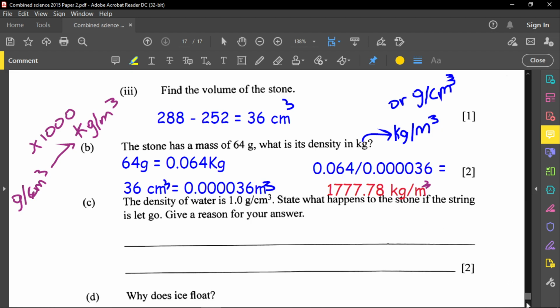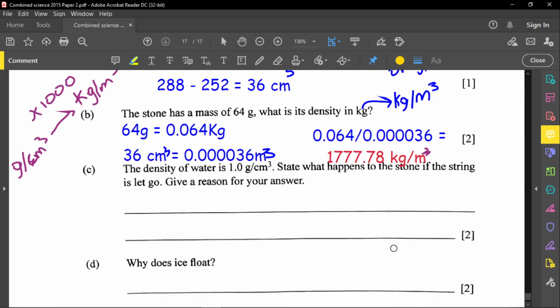Now let's go to this part of the question here, and we're almost at the end. It said the density of water is 1 gram per centimeters cube. It says state what happens to the stone if the string is let go. Give a reason for your answer. Now, first and foremost, you have to compare the two densities, right? So we could convert this 1,777.78 kilograms per meters cube into grams per centimeters cube by dividing by 1,000. So if we divide this value by 1,000, what you'll get is 1.7, which means the stone is more dense.